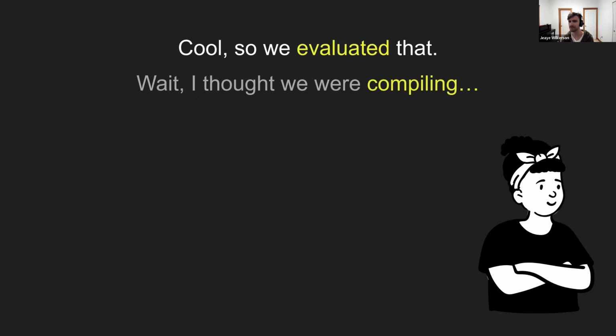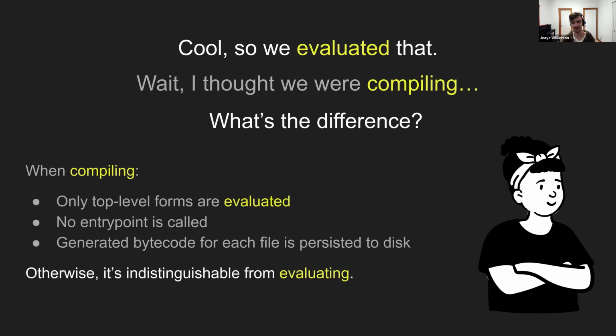Or wait, I thought we were compiling. Yeah, we are compiling. So what's the difference there? Because we just ran all that code aside from actually calling the find word function. So when compiling, we only evaluate top level forms. But that can mean any arbitrary effects, which is really useful for doing things like loading your config into your build so that it will be there when you build. But it's important to note that there's no entry point that's called. We're not going to run your whole program unless you're actually calling your entry point in a top level expression, which you could be.